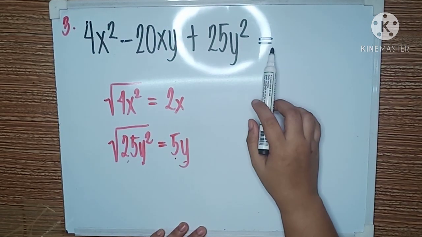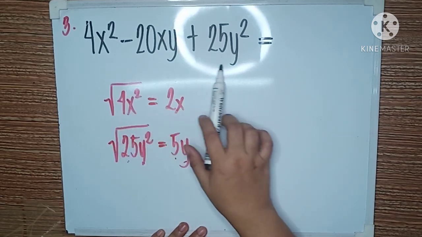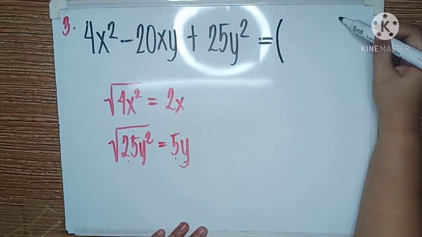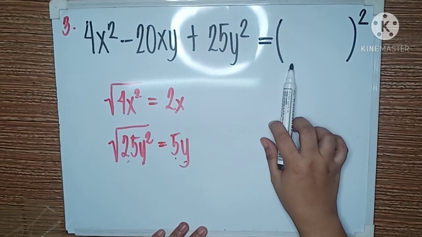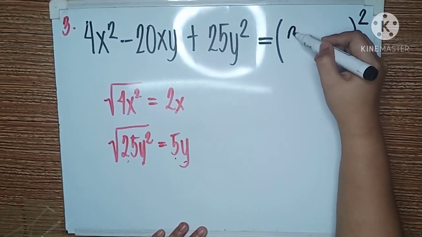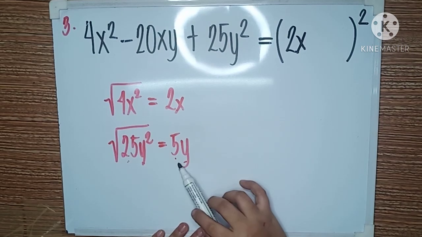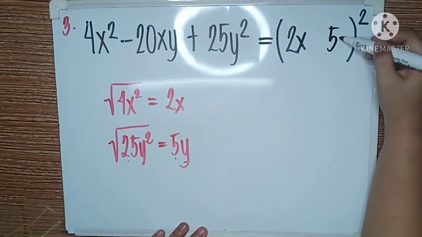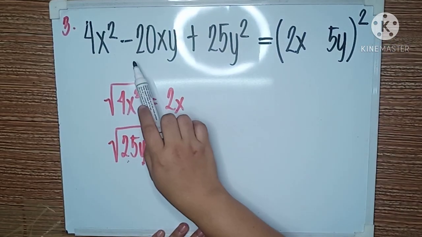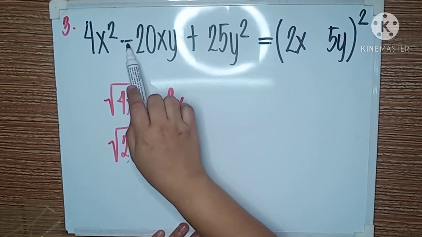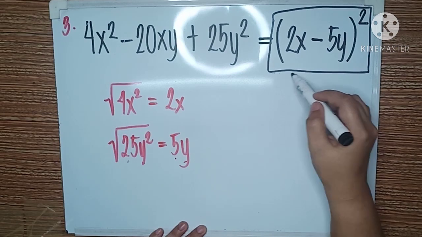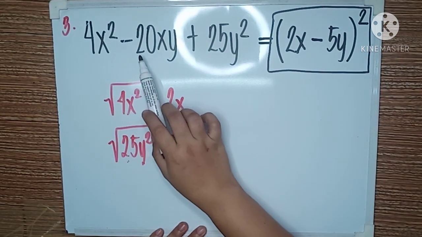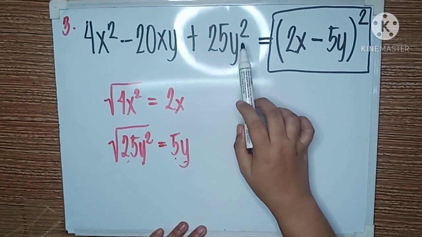So part 1, sinabi ko that the factor of a perfect square trinomial is a square of a binomial, where the first term is 2x and the second term is 5y. For the operation, we will copy the middle term, which is subtraction. So this is minus. This is now the factors of 4x squared minus 20xy plus 25y squared.